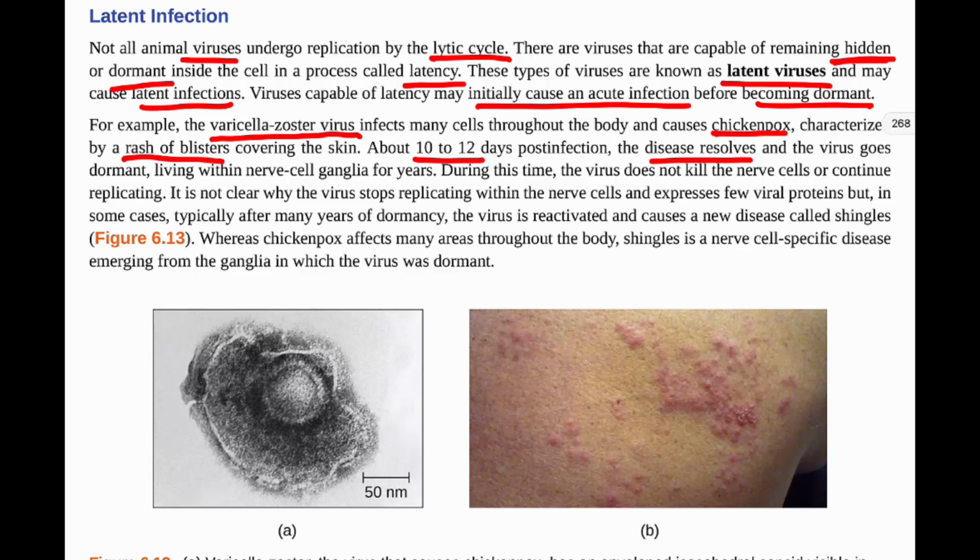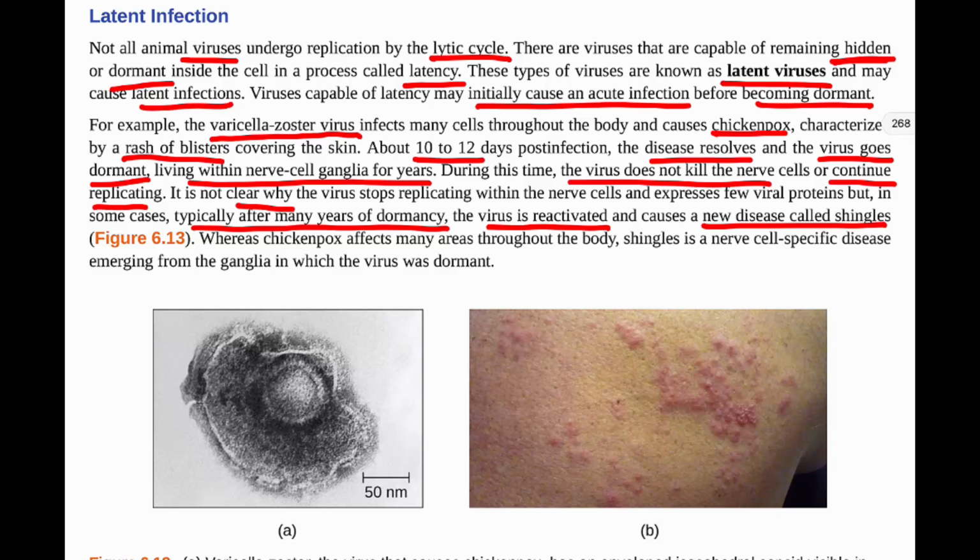The virus just goes dormant, and then it stays living within these nerve cell ganglia for years. And then during this time, the virus isn't killing the nerve cells. It's not continuing to replicate. It's not causing chickenpox again. It's just hanging out in our nerve cells. It's not clear why this does this, but in some cases, after many years of dormancy, the virus gets reactivated, and then it causes a new disease that's called shingles.